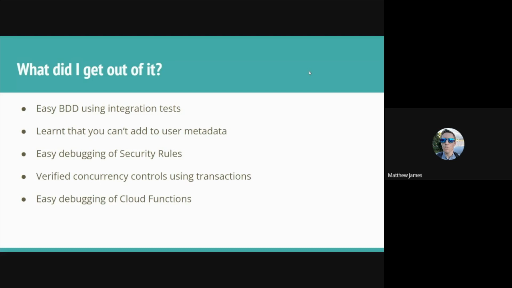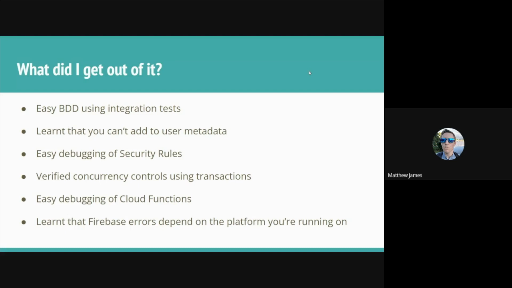Some easy debugging of Cloud Functions. So Cloud Functions, I use JavaScript, and I made about 1,001 typos, other stupid little mistakes. Having to redeploy that every time into a new instance would have been time-consuming at best, disruptive at worst if they were doing something quite important.